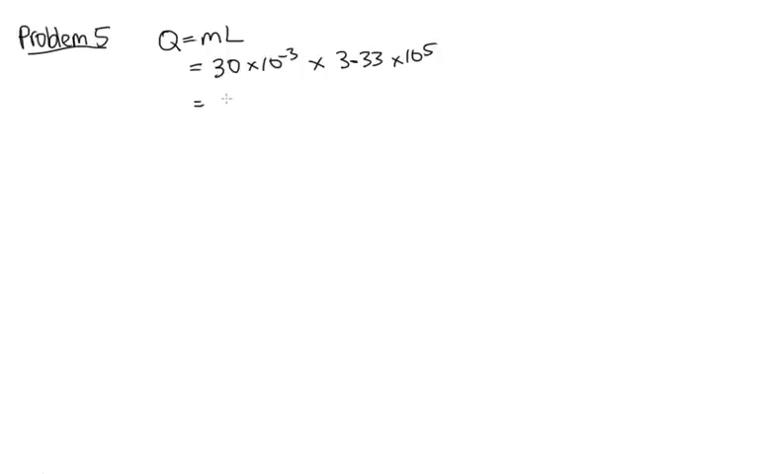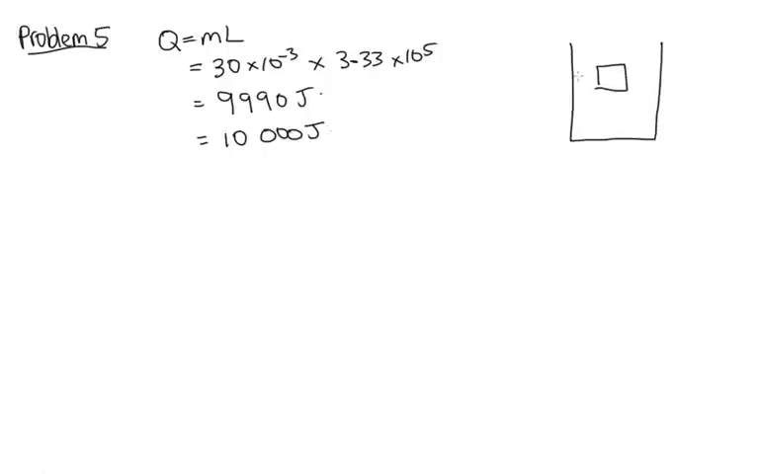So solving this on the calculator, we get 9,990 joules, which we should give our answer to two significant figures, as the 30 grams is given to two significant figures. So this is equal to 10,000 joules. Now the question goes on, if this ice block was placed in a 200 milliliter glass of water, okay, so let's draw that. Here's our glass of water, here's our ice block, and this is 200 milliliters, which remember is equal to 200 grams of water.